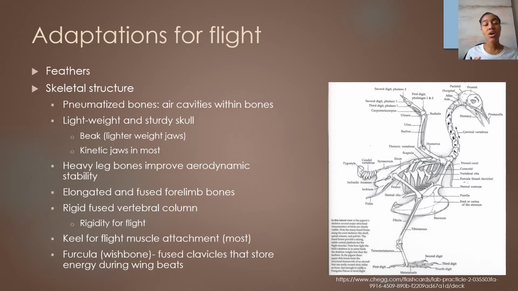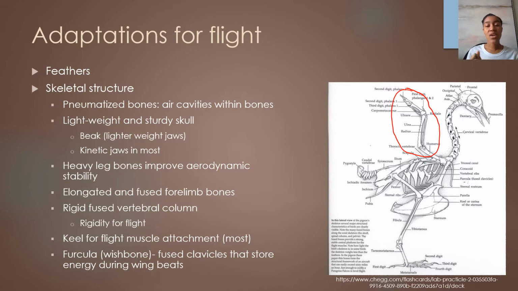They also have elongated and fused bones in their forelimb, which make up the wings, which is also a form of being more lightweight. Instead of having a whole bunch of bones in their wings, if you fuse these bones together and they're also pneumatized, it allows them to be a lot less heavy. And so you can see those fused bones of the wing here. I'm sure if you've ever had a chicken wing, you're pretty familiar with the structure of these bones as well.